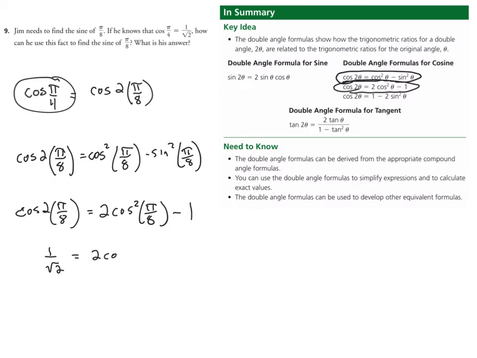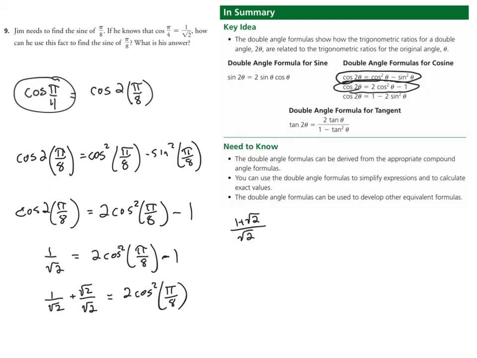Equals 2 cos squared of pi by 8 minus 1. Now we want to isolate cos of pi by 8. So let's first add 1 to both sides. So we got 1 over root 2 plus 1, but I'll just write that as root 2 over root 2 so I can have a common denominator, is equal to 2 cos squared of pi by 8. So this is going to be 1 plus root 2 over root 2 equals 2 cos squared pi by 8.